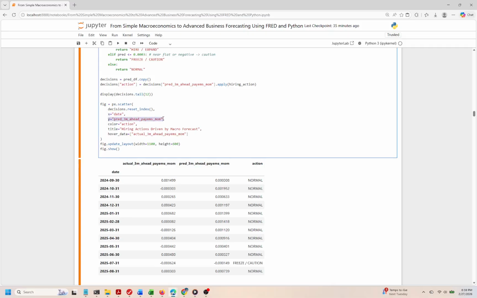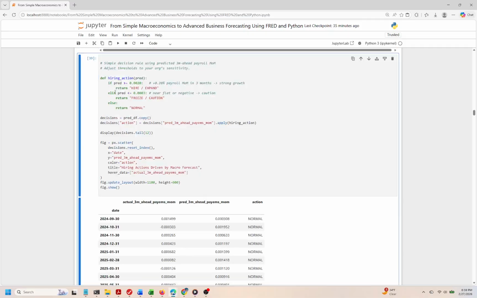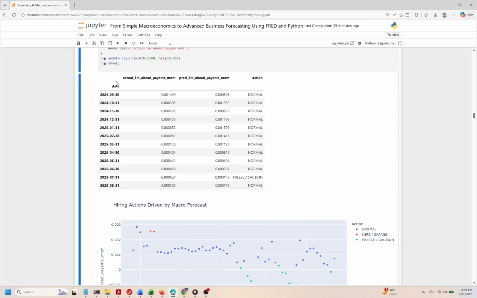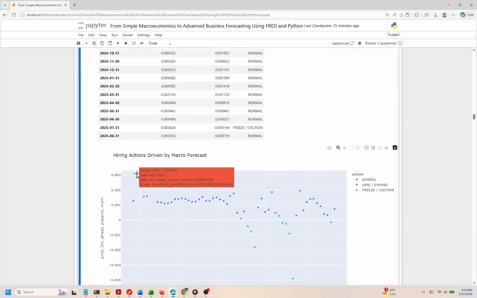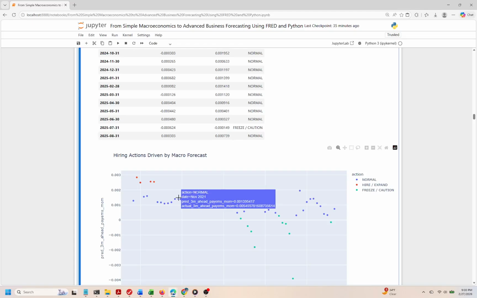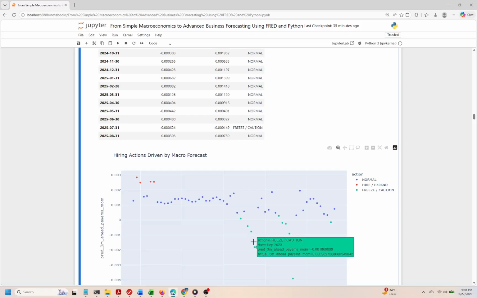The plot's hover feature enriches the data experience, revealing actual payroll growth alongside our predictions. This allows for a nuanced analysis of how closely our forecasts align with reality. Moving forward, we'll likely delve deeper into interpreting these visual results and examining how effective our hiring decisions have been relative to economic outcomes. This will be vital for refining our approach in future analyses.